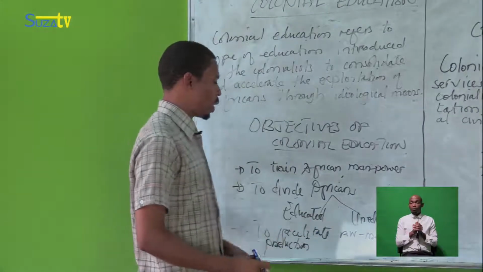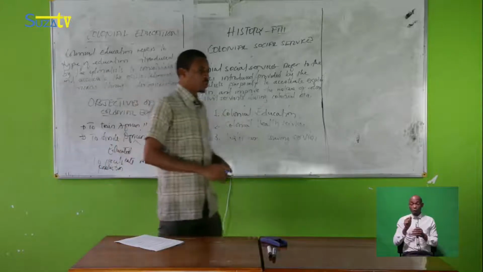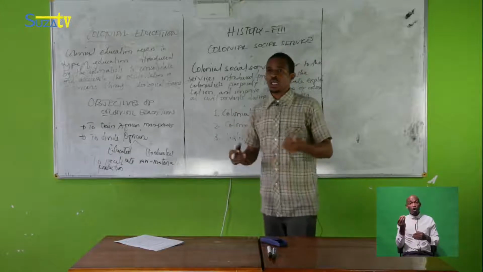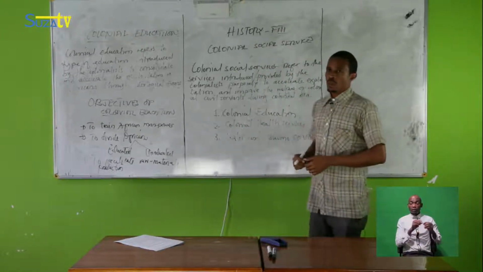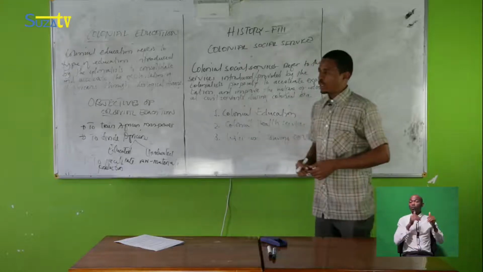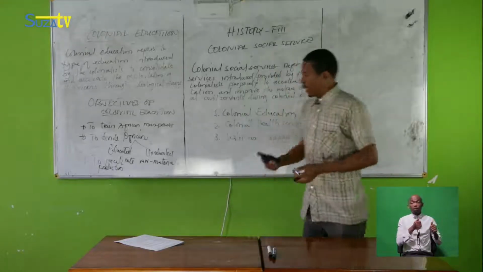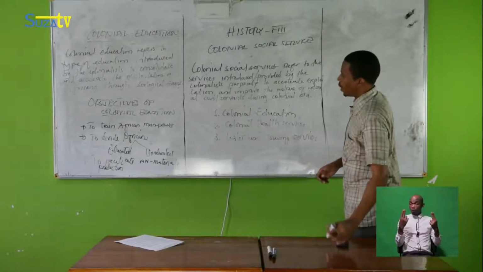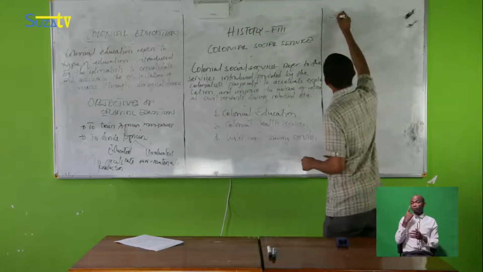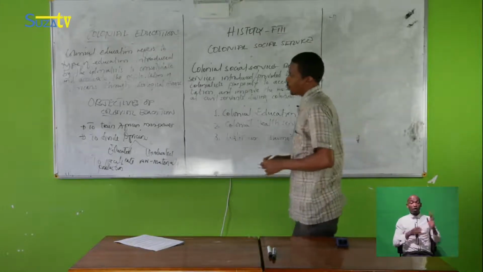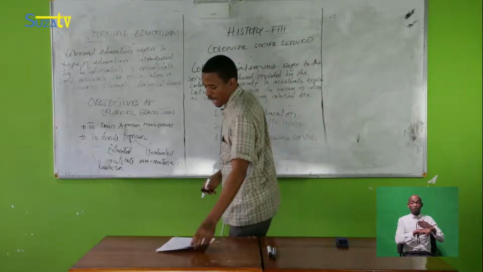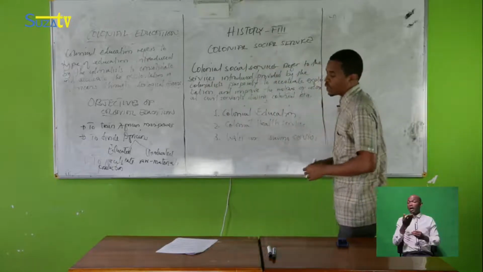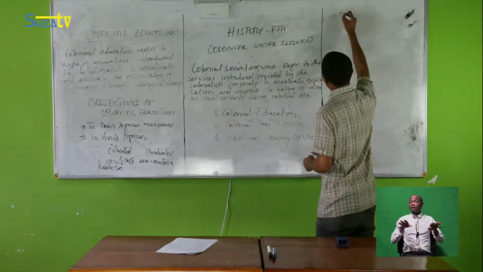This raw materials production, we mean minerals, agricultural produce like cotton, sisal, and other agricultural products which were introduced by the whites. Okay? Let us proceed with our lesson by looking at another objective of colonial education. Why did the whites introduce colonial education? Another objective was to spread European culture.